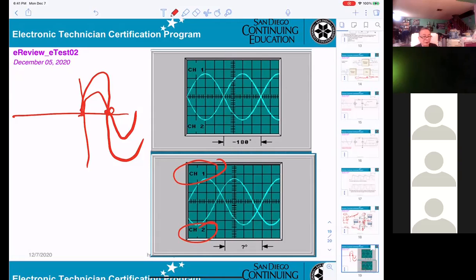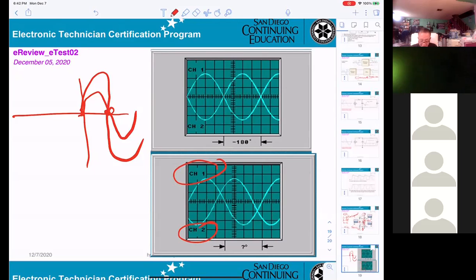Okay? They will be either signal channel 1 leading channel 2 by how many degrees? If channel 1 is leading channel 2, then you can say the same thing: channel 2 will be lagging. That means behind channel 1. Either way, then you need to do a calculation of how many degrees. Either they're leading or they're lagging.